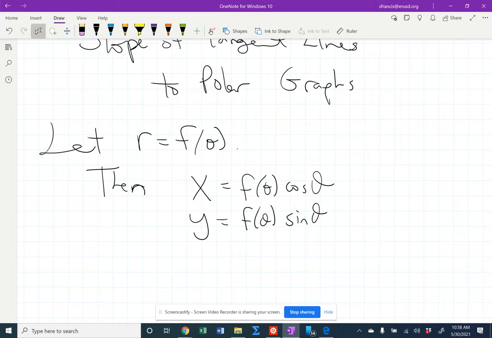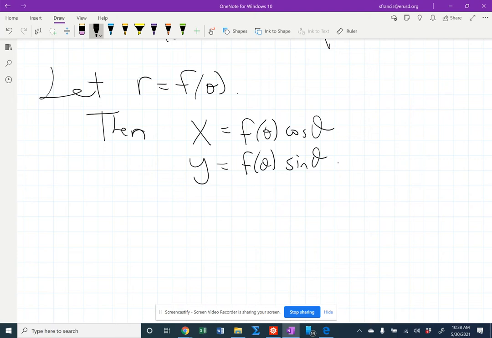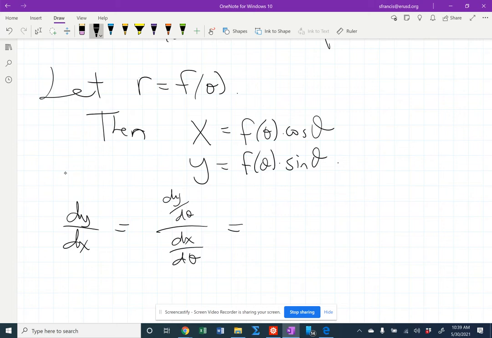And now that we have that, we can go ahead and find the slope of the tangent line by finding dy over dx. Now dy over dx is going to be dy over d theta divided by dx over d theta. And so now we can write all this out. We have a product rule here because f is a function of theta, and we're differentiating with respect to theta for each of these. So dy over d theta would take f prime of theta times the sine of theta plus f of theta times cosine of theta.